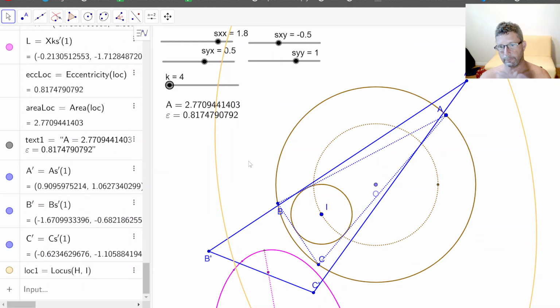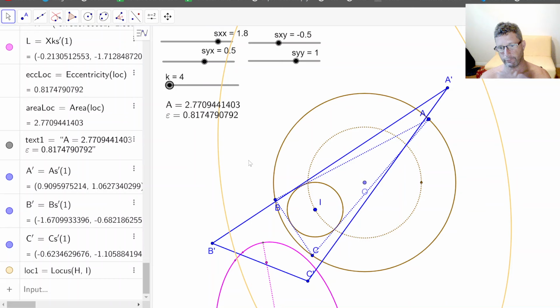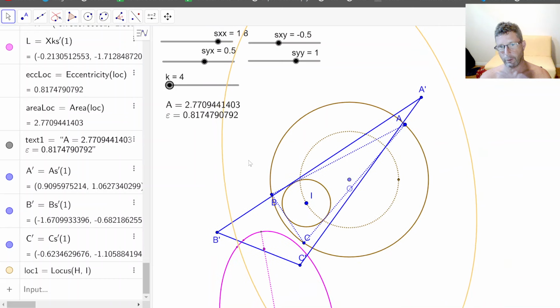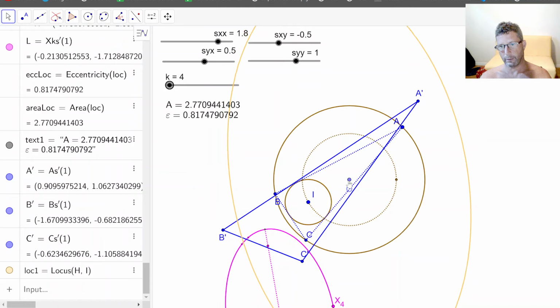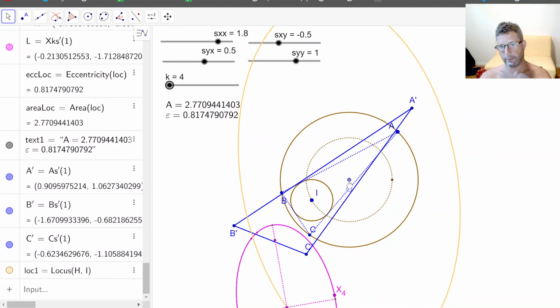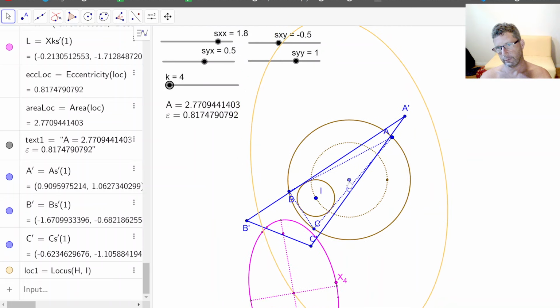x4 is also an ellipse. Okay, the locus of the center of the loci seems to be an ellipse, also centered on O. Okay, it's a bigger one, spanning out there. So now you have this other result, right? You get ellipses for both the centers of the loci over positions of I, right?